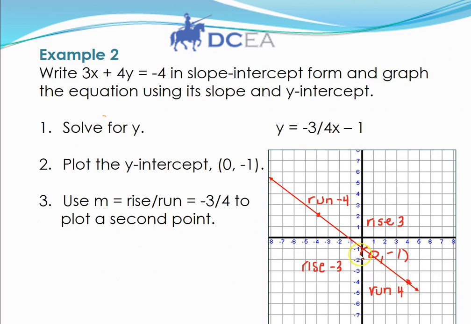We can actually use 2 points to draw a line. Now it's always a good thing to do another set of points just to make sure that you've graphed this properly. So you take the rise and the run and you reverse them. This time we'll go rise a positive 3, 1, 2, 3, and our run would be a negative 4, 1, 2, 3, 4, and we find that that set of points is also on our line. So we've graphed this correctly.